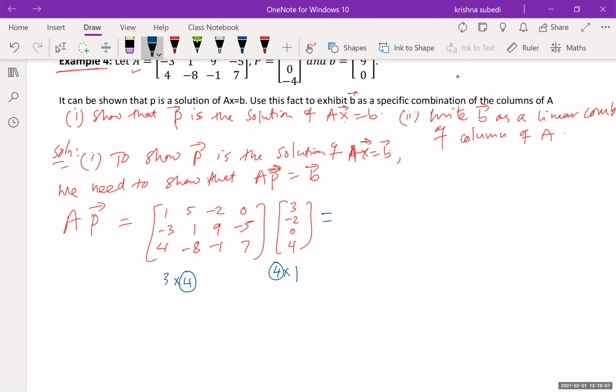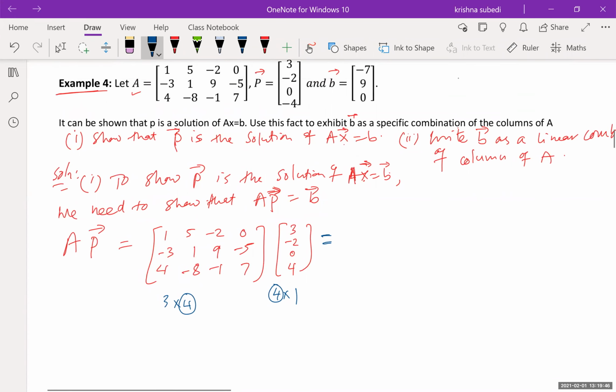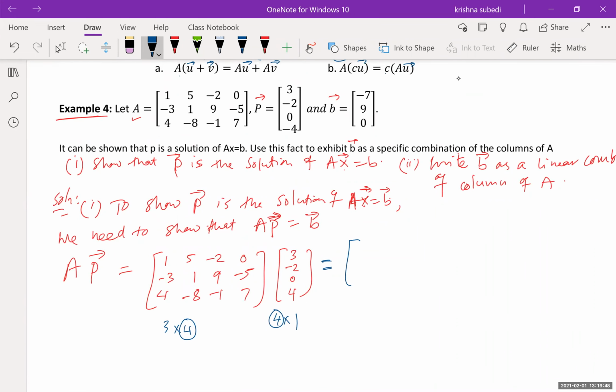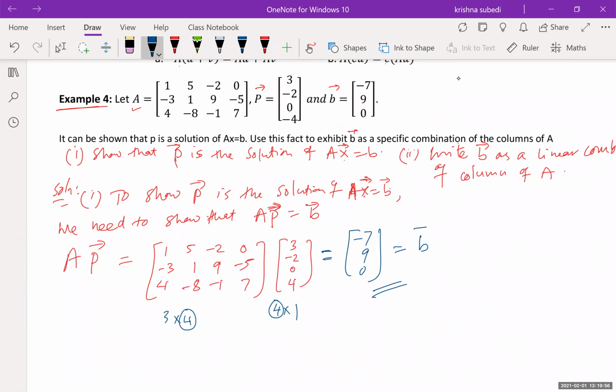If you multiply, I leave it to you. I think you know how to multiply it. I'll give you a couple of minutes. Please multiply and let me know. You already know from chapter 2, from the previous class, how to multiply. So if you multiply, you should be getting -7, 9, and 0. So yes, it proves that this is actually B.